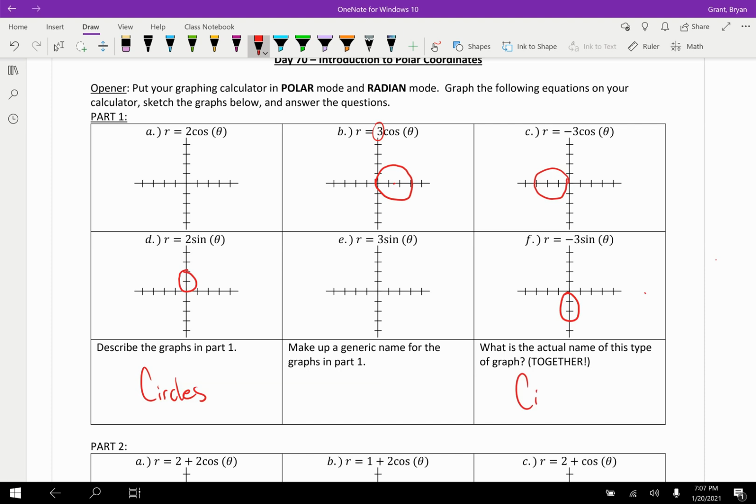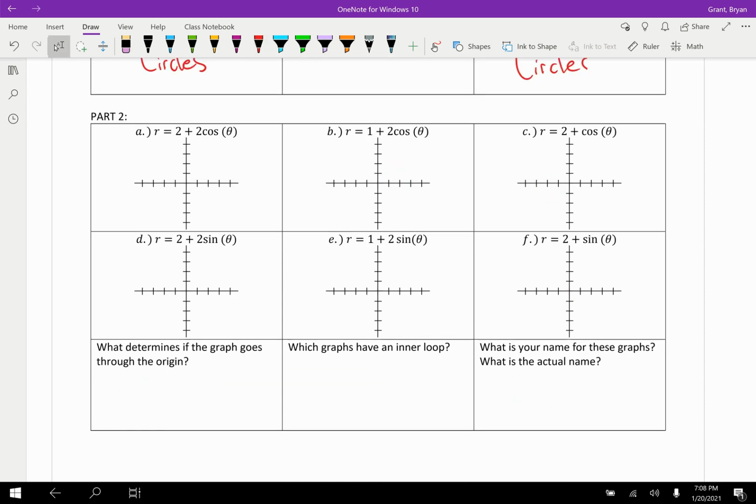These are circles. Great. Very exciting. We may not know why or how they're created, but that's an easy equation of a circle. Let's go ahead and move down to part 2.